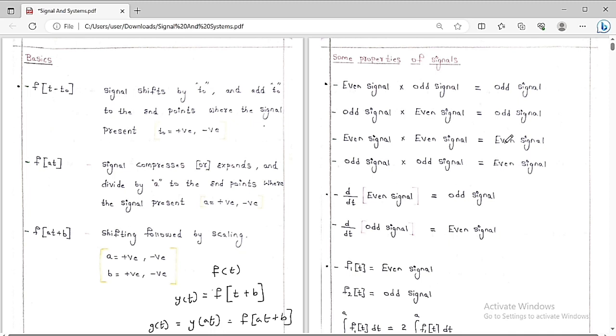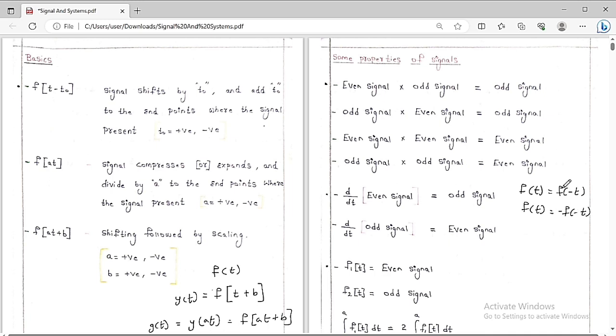So see, what is the meaning of even signal? Even signal means if f of t is equal to f of minus t, then we say it is an even signal. If f of t is equal to minus f of minus t, then we say it is an odd signal. So if f of t is equal to f of minus t, then we say it is an even signal. If f of t is equal to minus of f of minus t, then we say it is an odd signal. These things you always have to keep in your mind.